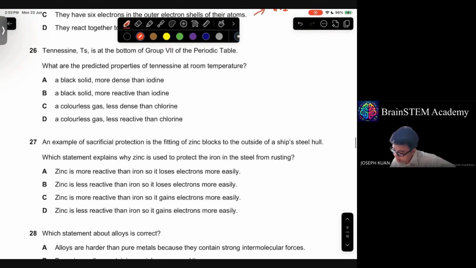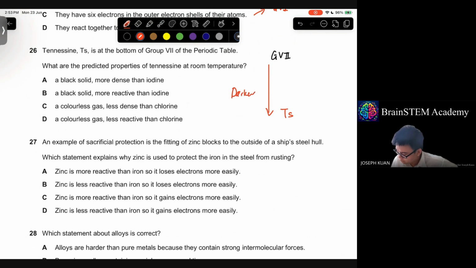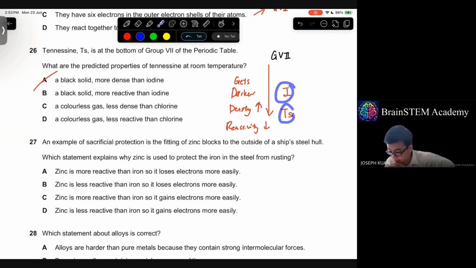Question 26. Tennessine is at the bottom of group 7 of the periodic table. What are the predicted properties of tennessine at room temperature? Now, group 7 elements are non-metals that exhibit color, where as you go down the group, color gets darker. And then density also increases. Reactivity decreases down group 7. So the answer here is A, where tennessine will be a black solid and is more dense than your iodine, which is above your tennessine atom here.